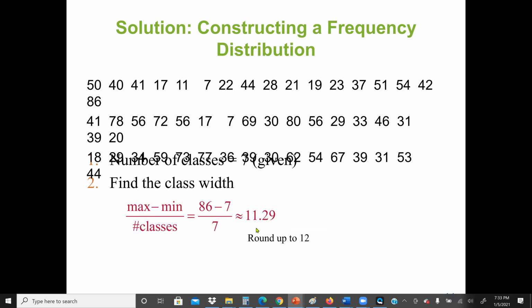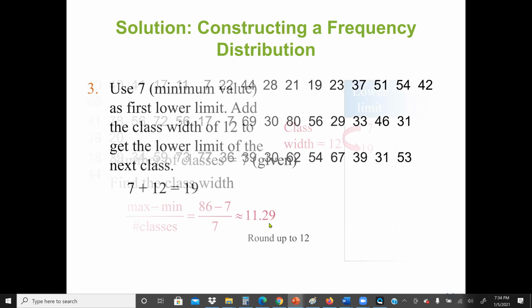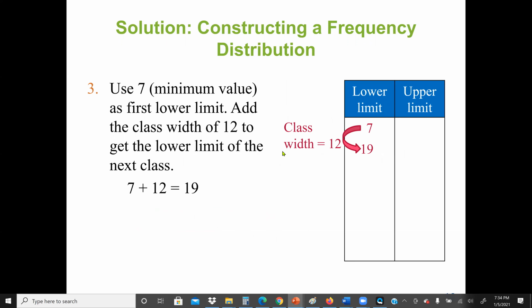We need to round it because the number of classes cannot be a decimal number. It's like saying how many children I have. I have 11.29 children. They have to be 11 or 12. So we round it to 12. So now we know the class width. We know our lower value is 7, upper value is 86. So here we can go to the third step.